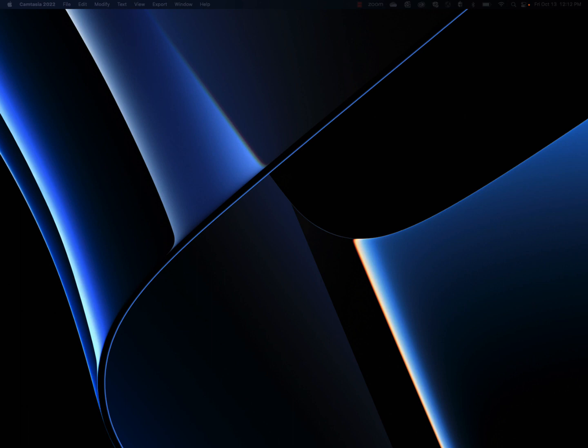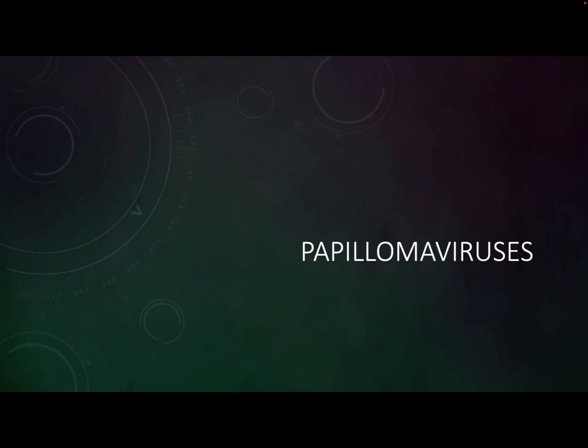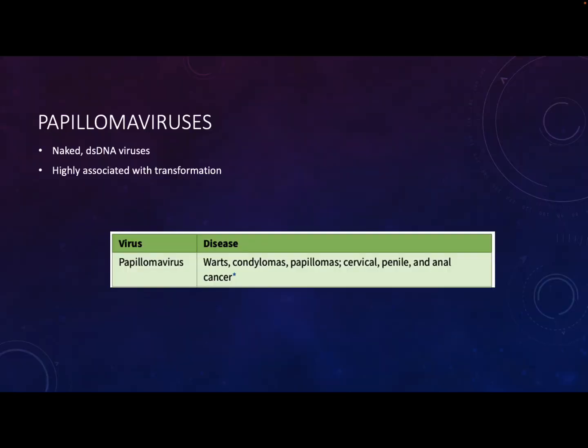Okay, so let's jump in to some viral specifics. The first viral group we'll talk about are the papillomaviruses. Papillomaviruses are naked. So again, when we think about the virus and we think about whether it is naked or enveloped, that has implications for how it can be treated and how it can be transmitted, right? So think about that. It's a naked double-stranded DNA viral family, and the papillomaviruses are highly associated with transformation.